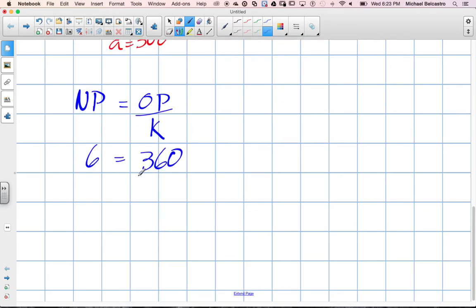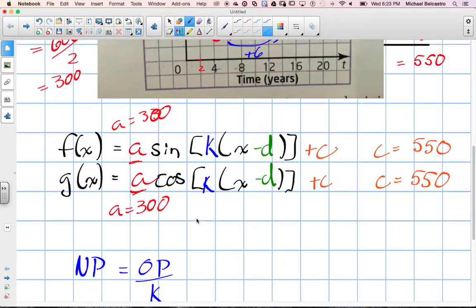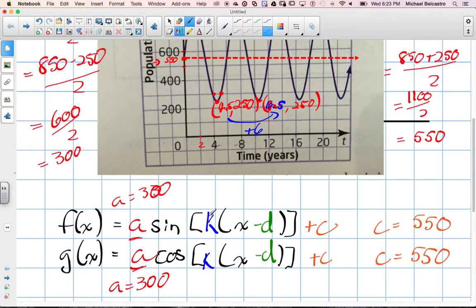So in order to get this new period, we need to isolate for this K value. We would bring K over and multiply, then divide by 6. So K is equal to 360 divided by 6. Your K value here would be 60, and I think that's what you had said there. So this K value would be equal to 60.